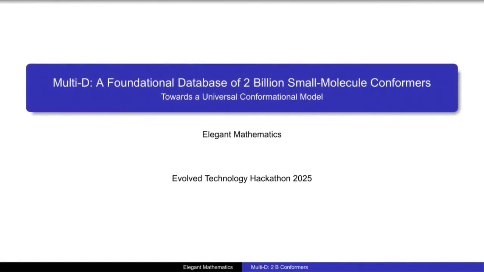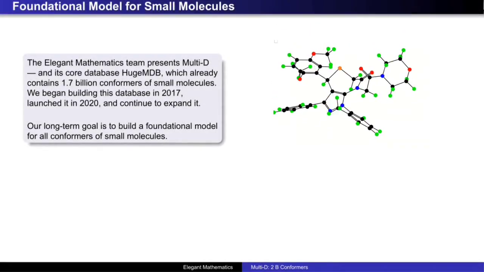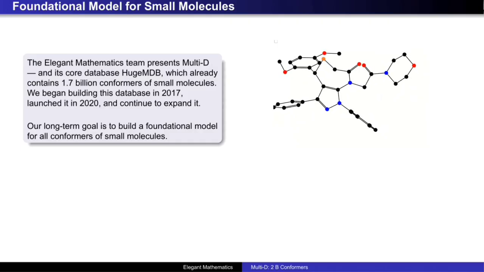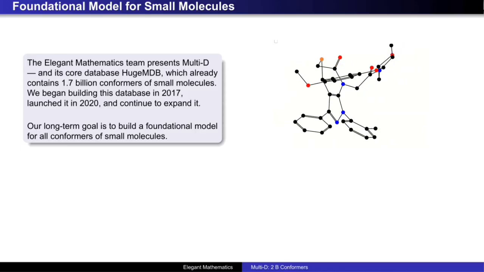MultiD, a foundational database of 1.8 billion small molecule conformers towards a universal conformational model. Elegant Mathematics presents. The Elegant Mathematics team presents MultiD and its core database HugeMDB, which already contains 1.8 billion conformers of small molecules.